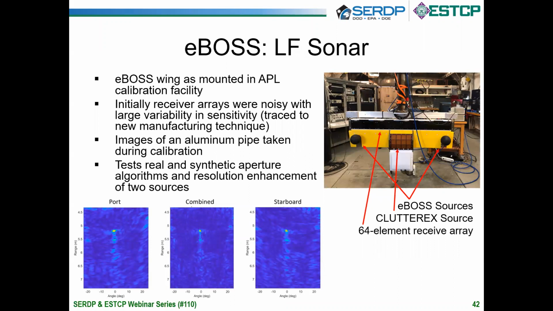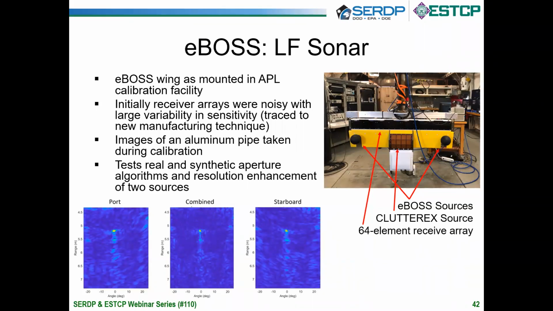What you see on the right is an actual picture of the EBOS system. The two EBOS sources generate a 5 to 25 kilohertz band of sound. The orange structure in the center is the CLUTTEREX source that we use for our low frequency, that has now been integrated into the tow body system. And then the long black panel here is a 64 element receiving array.